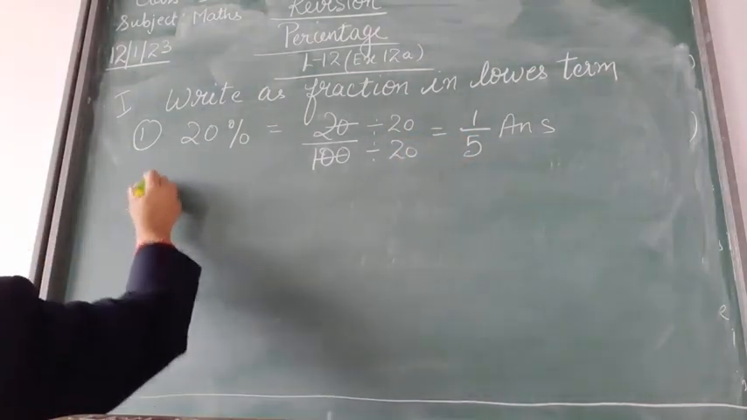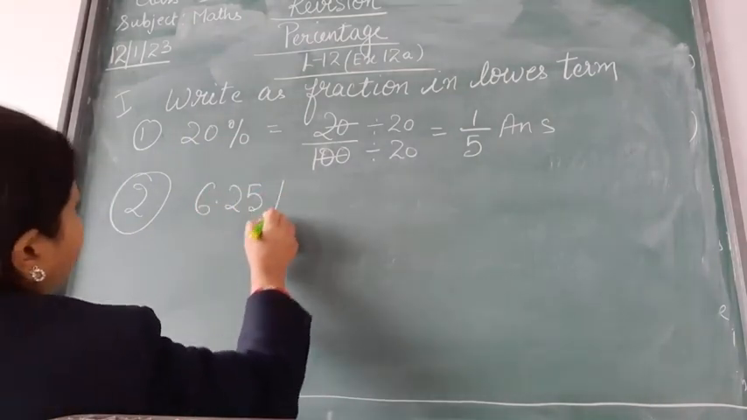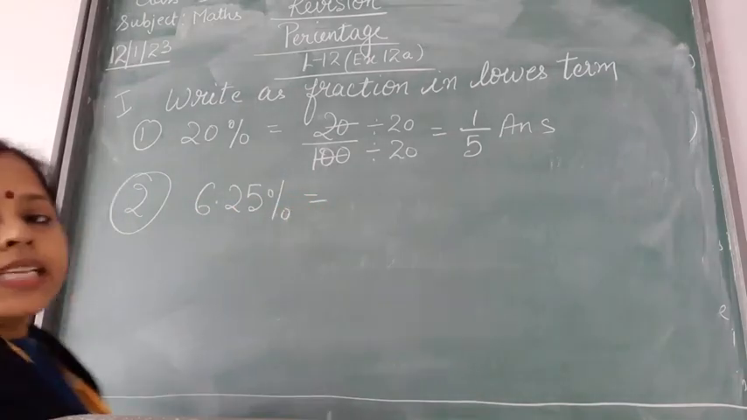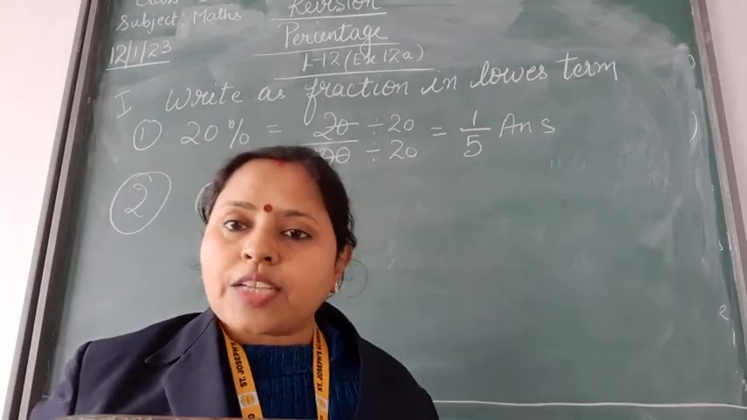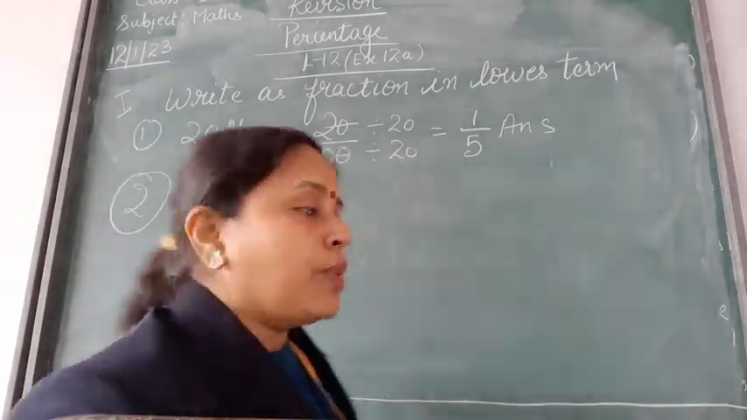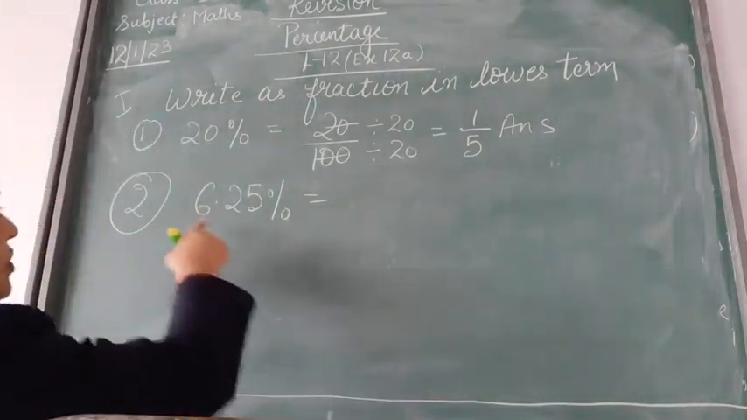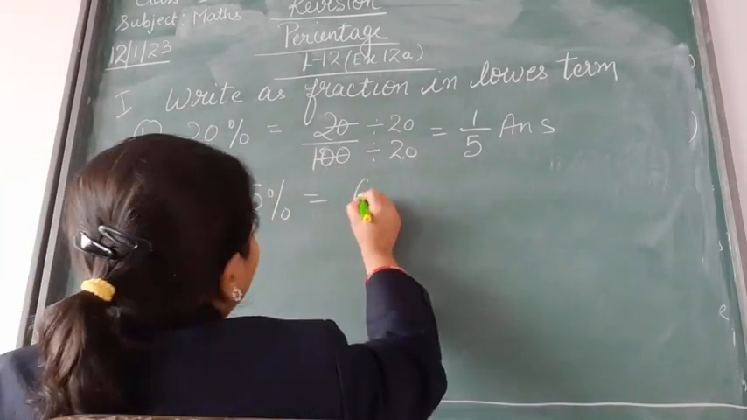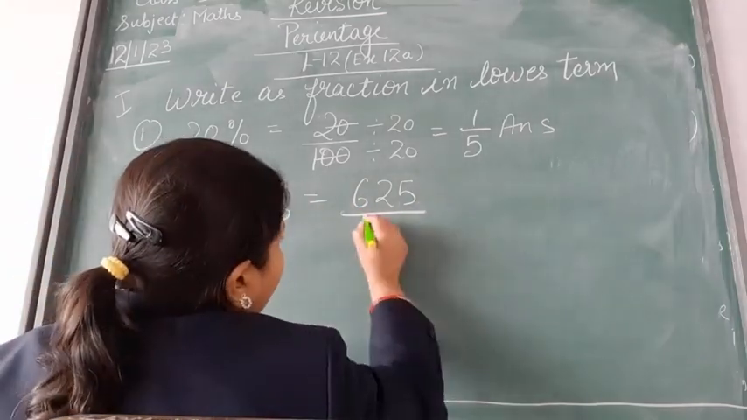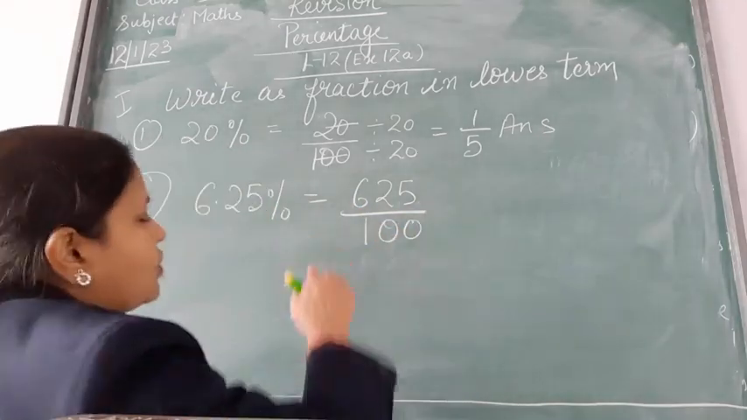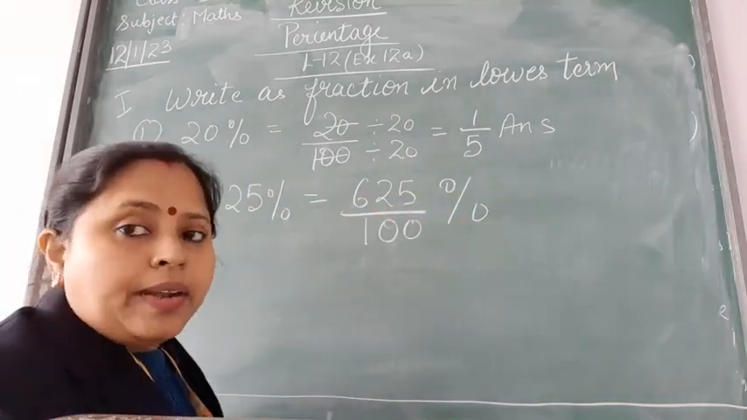Now let's do another part of this question. Now we have 6.25%. Again we have to write this percentage as fraction in lowest term. Since it is given in decimal fraction, first let's change it into common fraction. We know that after the point there are 2 digits, which means in the denominator we will write 100. So 6.25% will change to 625 upon 100%.